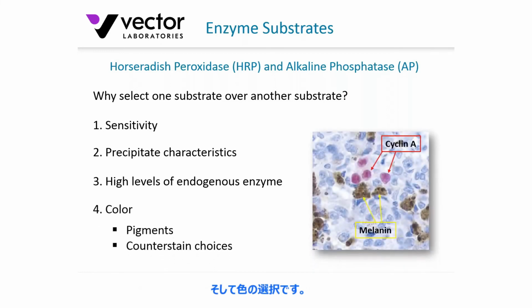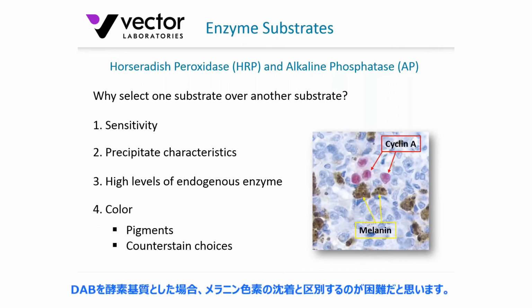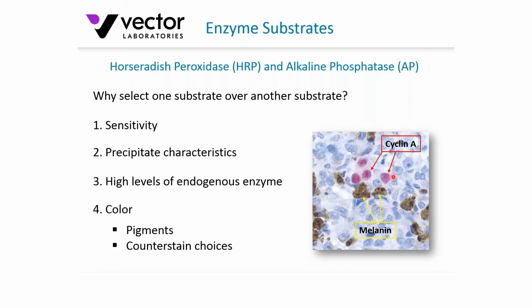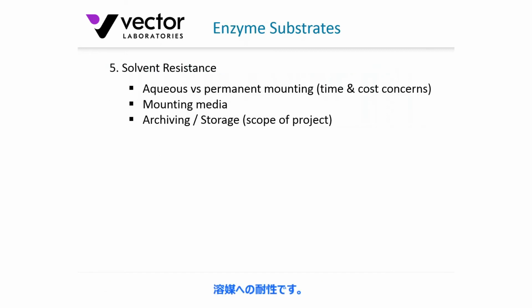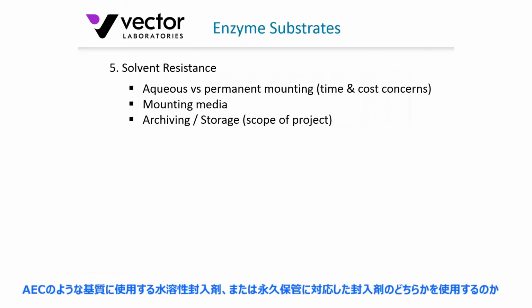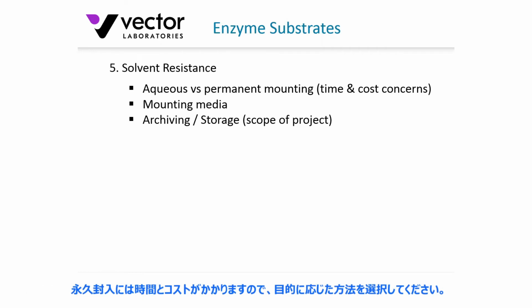And certainly a choice of color. Those of you who are familiar with DAB, you know, you'd have a hard time trying to differentiate DAB from the melanin deposits, I should say, showcased in this image. This is where a different colored substrate would be recommended. Solvent resistance, this would be whether or not you'd use something like AEC, an aqueous base media, compared to a more permanent mounting application, just be aware that there are time and cost concerns in going with permanent mounting application.